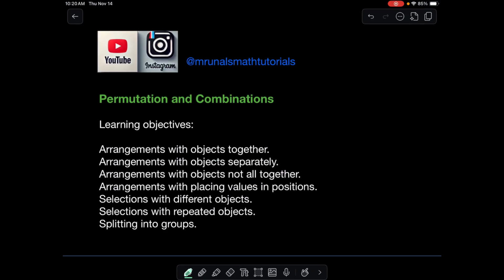In today's tutorial, we are going to look at permutation and combinations, and these are the following objectives that we will be looking at. Arrangement with objects together, separately, not all together, placing the values in different positions, selections with different objects, selections with repeated objects, and splitting into different groups.